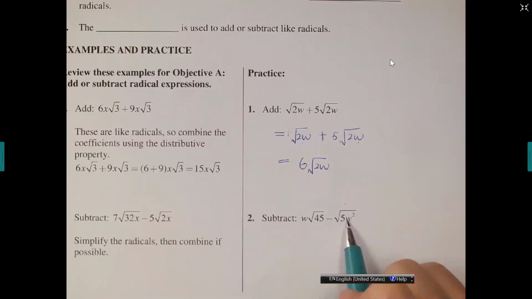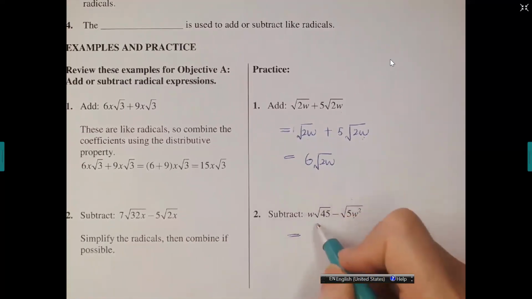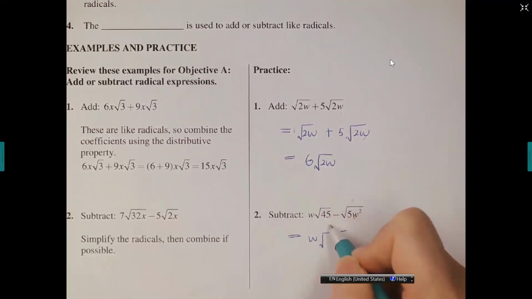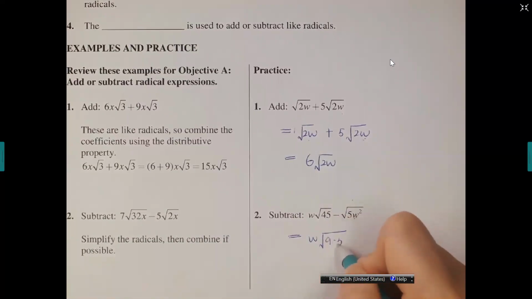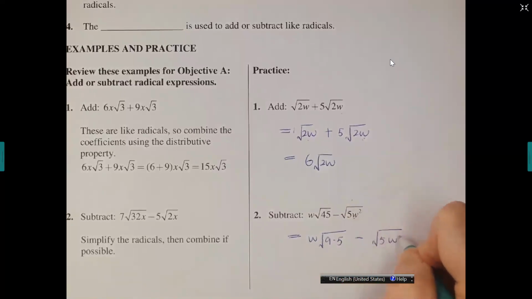For the other one here, we have w times radical 45. When we say 45, I hope you know 45 equals 9 times 5, or you write this as 3 times 3 times 5. It's the same thing. And minus square root of 5w squared.